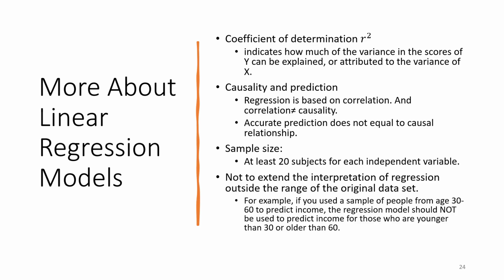Third, a sufficient sample size is an important consideration. In regression, the requirement is at least 20 subjects for each independent variable. Finally, do not extend the interpretation of regression outside the range of the original data set. For example, if you used a sample of people from age 30 to 60 to predict income, the regression model should not be used to predict income for those who are younger than 30 or older than 60.